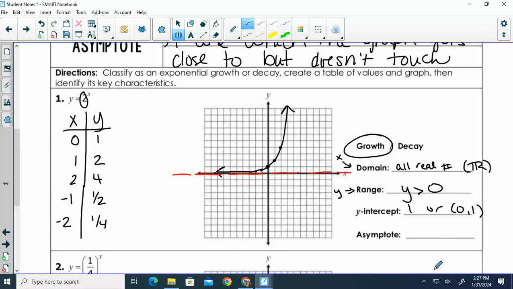Okay, the asymptote. That line that we were getting close to but not actually hitting. Think back to our first unit. Horizontal lines, the equation is y equals a number, right? What's the y equal to on that line? Y equals 0. So it's a horizontal line we're not actually touching.